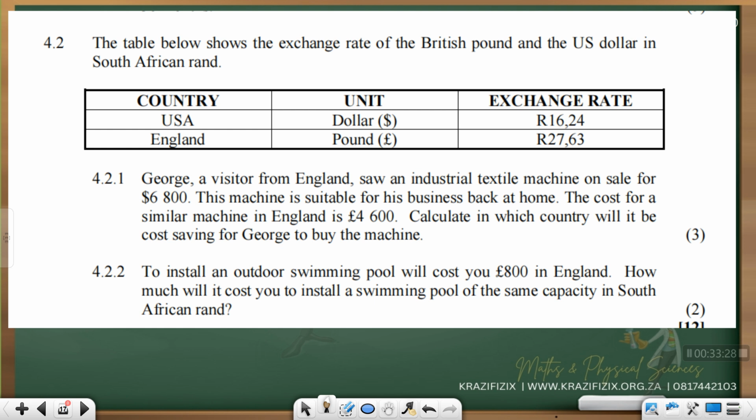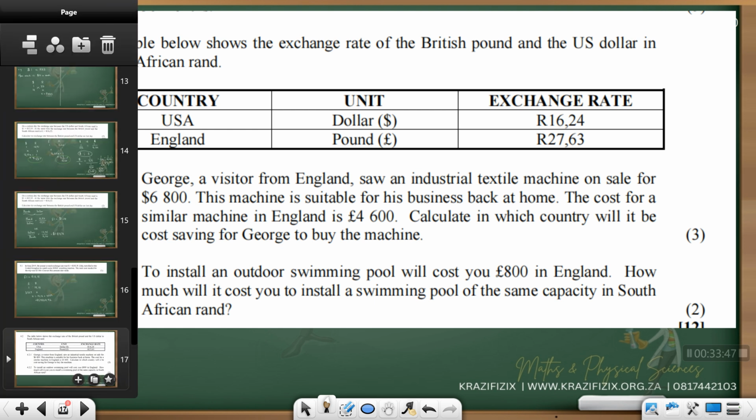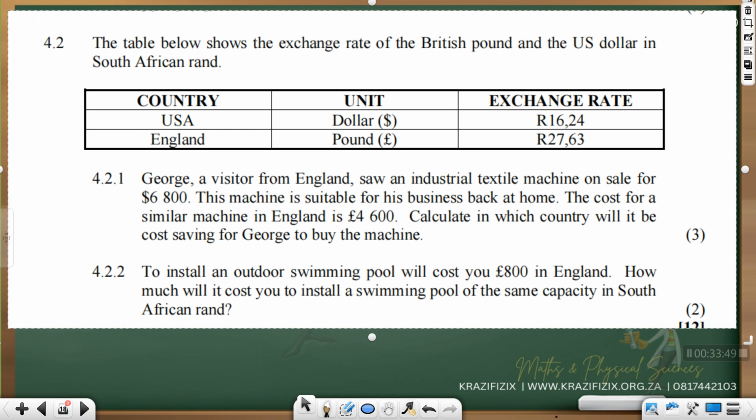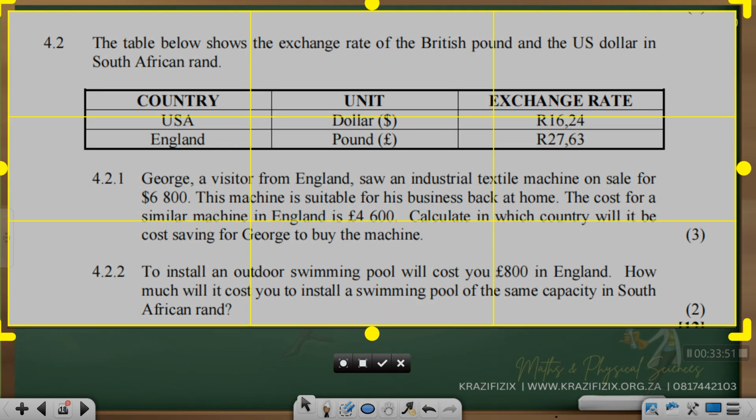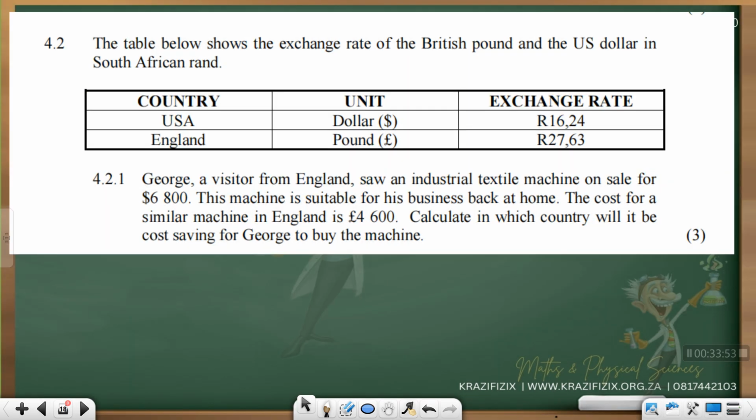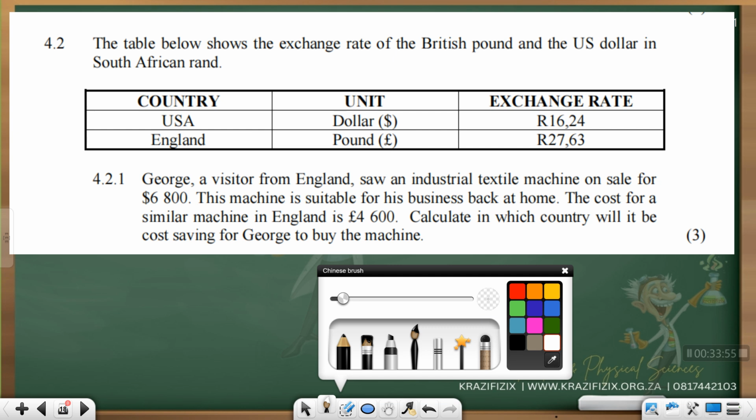Does anybody have an answer for me? Oluetu, are you sharing your answer? Okay, what did you do, Oluetu? Yes, I'm with you. I think 6,800, yes, divided by the exchange rate.